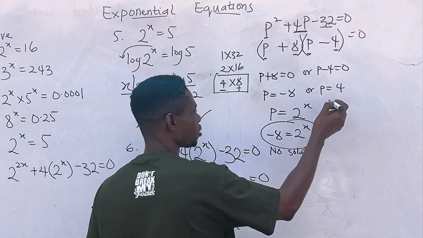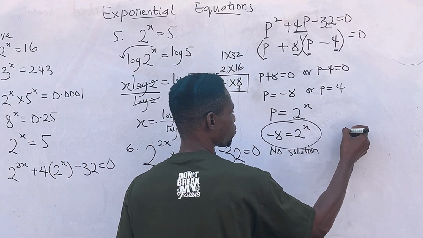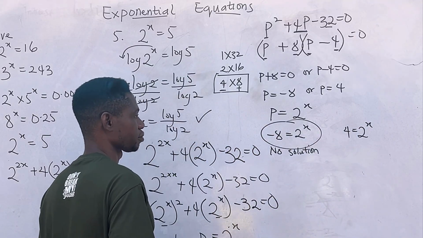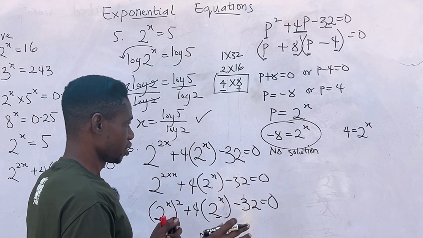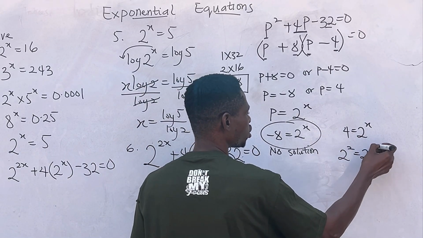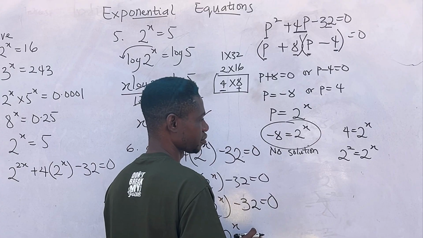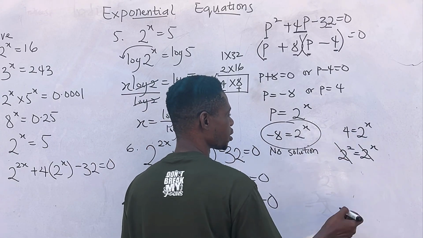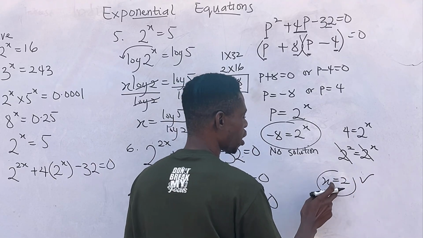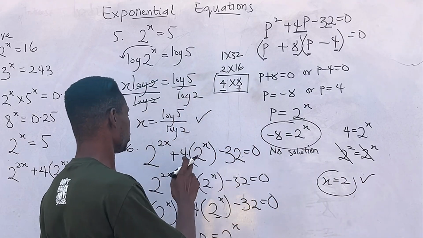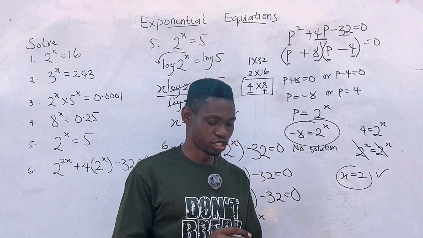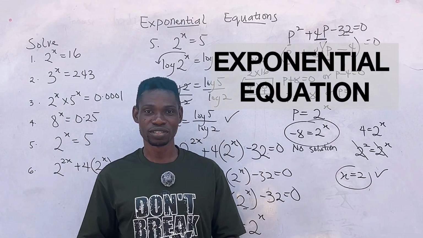Now in the other case, P, which is 4, being equal to 2 raised to the power x, can also be written as 2 raised to the power 2 equal to 2 raised to the power x. And we can equate the powers so that x equals 2. And this is our solution to this problem. Now, if you have been following, we just treated exponential equations.